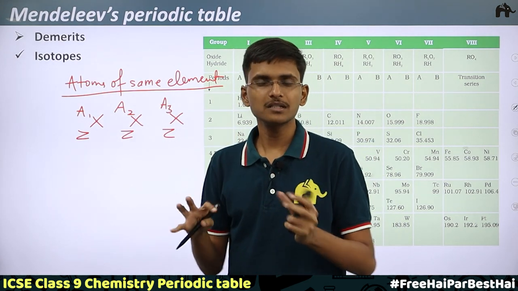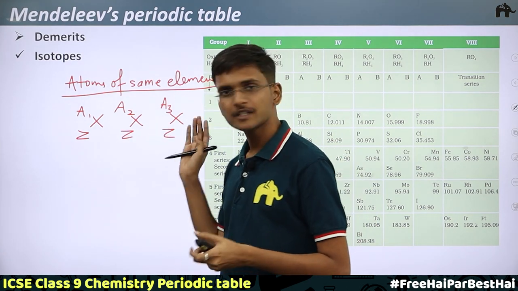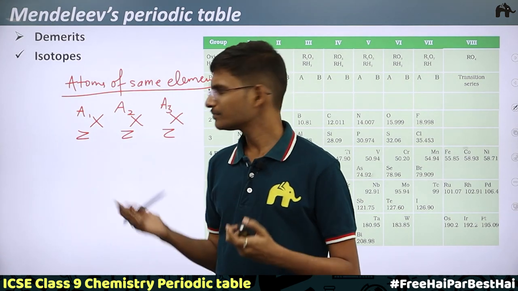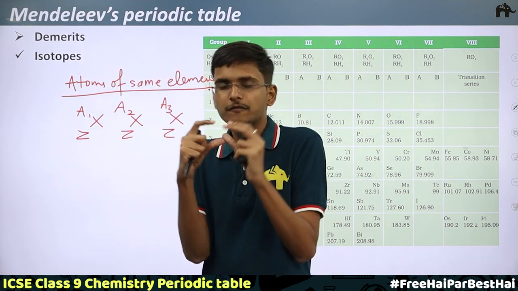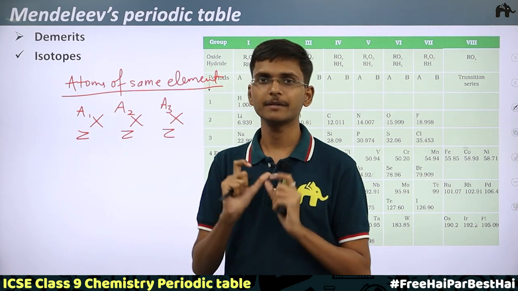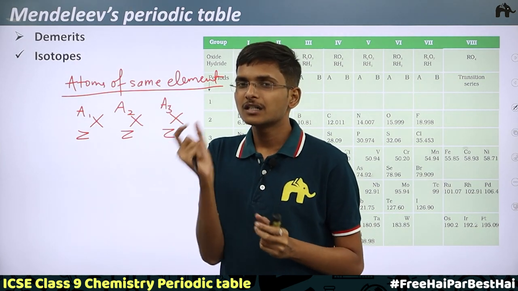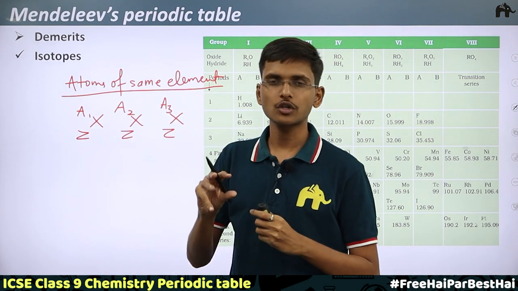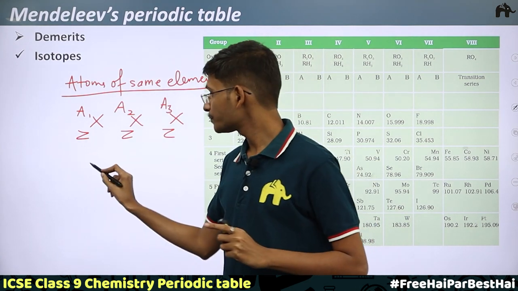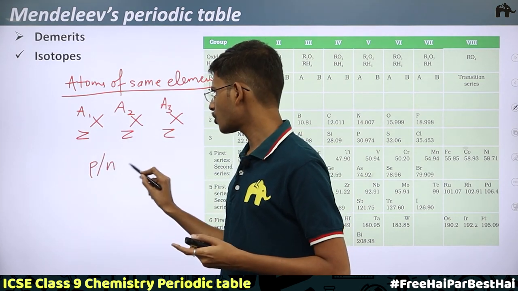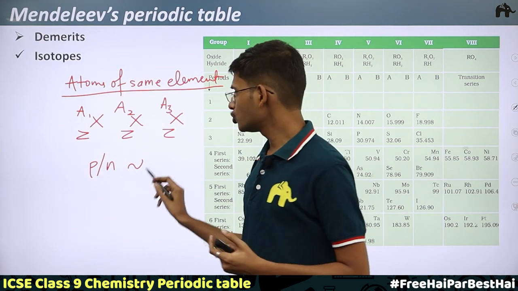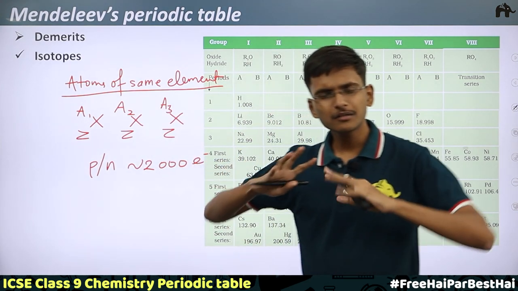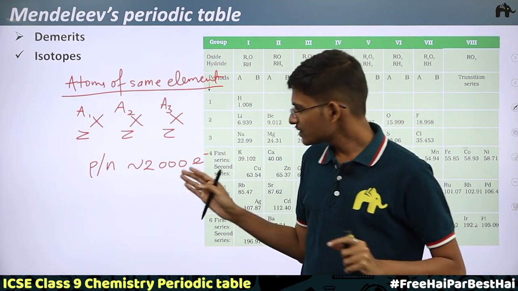And now we know mass number means the number of protons and neutrons. So these atoms of the same element have different numbers of protons and neutrons, which means the sum of protons and neutrons is different. The actual mass of the atom is concentrated in the nucleus because of the masses of protons and neutrons. The mass of a proton or neutron is roughly 2000 times greater than the electron's mass, right?